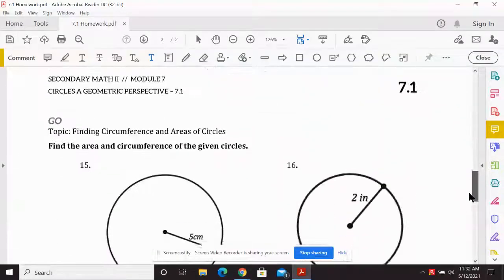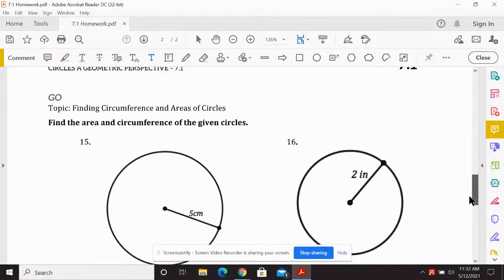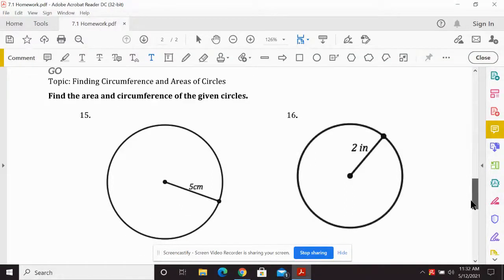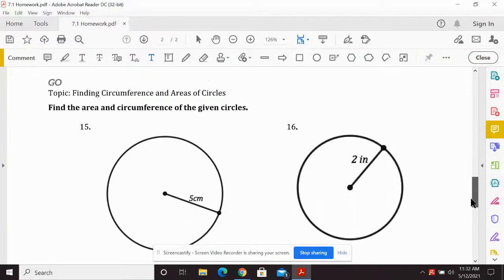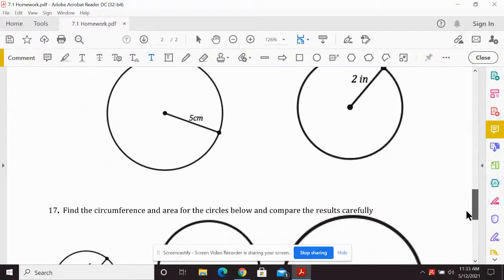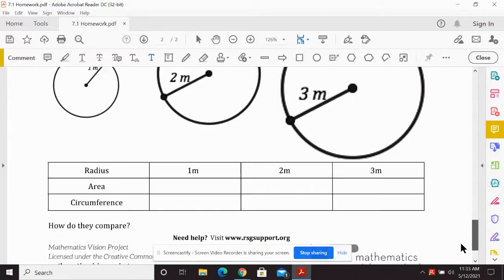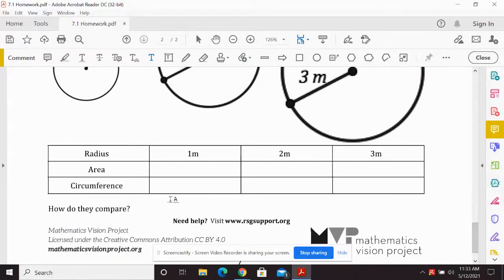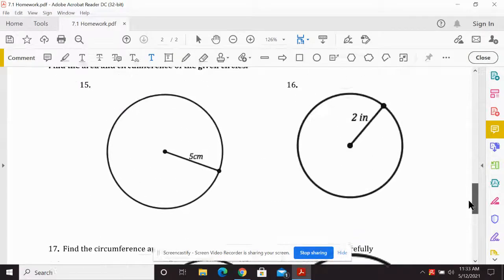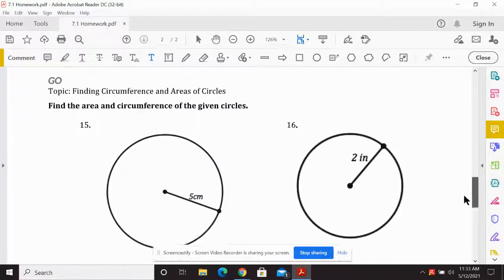And then this part is getting you ready, because we're going to be working with circles a lot this chapter. So find the area and circumference of the given circles. And then down here, you're just comparing them. I'll jump down to these. For this one, I should give you the formulas: circumference and area of circles.